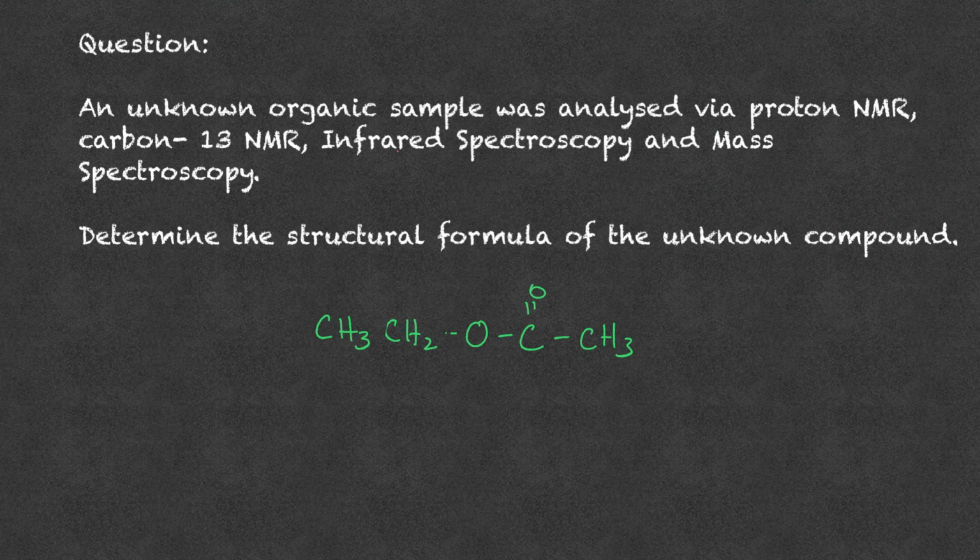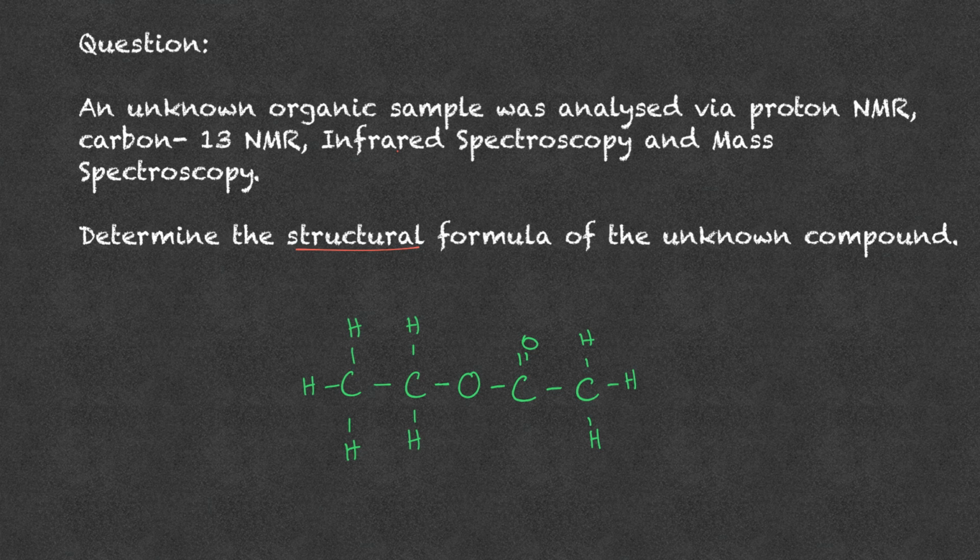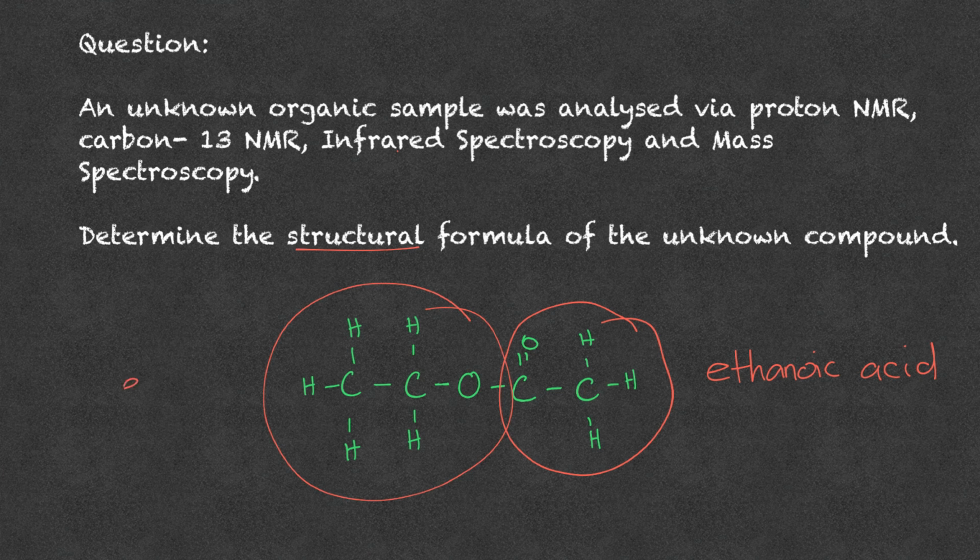Now we always have to go back to the original question. It's asking for the structural formula, and what I've given is the condensed structural formula. So we need to change it into the structural formula. And while we're at it, let's actually try and name it. So we've got 2 parts to it. There's our carboxylic acid part, and that's going to be ethanoic acid. The other part that makes up the ester is the alcohol, and that alcohol has got 2 carbons in it as well, so that's ethanol.